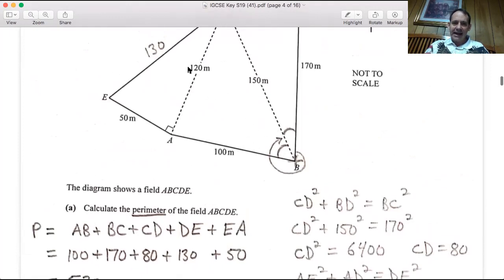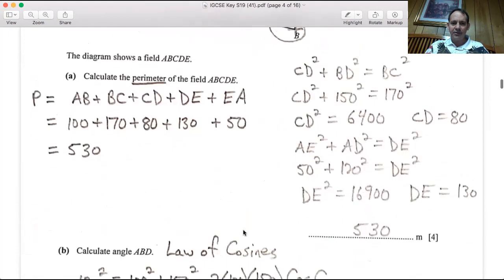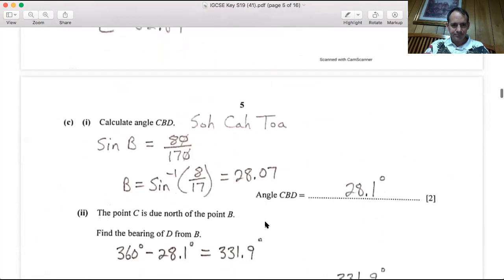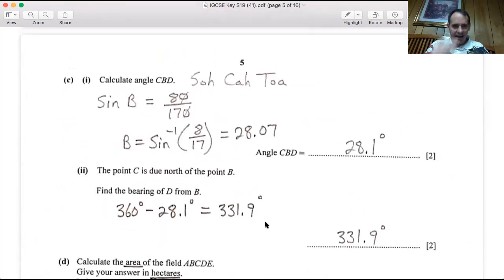So this is your law of cosines, and we use the law of cosines because we don't have a side and an angle as a pair. We only have sides with no angles. So since there are no pairs, we have to use the law of cosines.